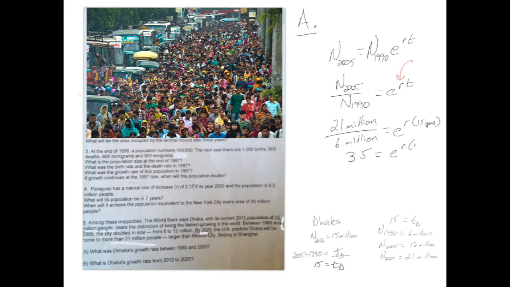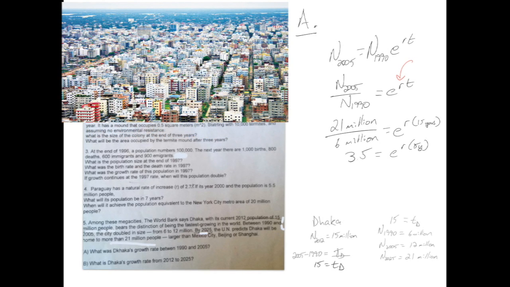Equals e^(rt). Now to get this down, we're going to use our natural log. Now we'll need a calculator for the natural log. The natural log of 3.5 is 1.25. And that's going to be equal to, now remember, the natural log of e^(r times 15 years) is the exponent, right? So r times 15 years. Again, that's just a factor of the exponents. So 1.25 divided by 15 is equal to 0.083. That's what r equals. So there's our r value. So what it asked you was Dhaka's r value or growth rate between 1990 and 2005. That's 0.083.